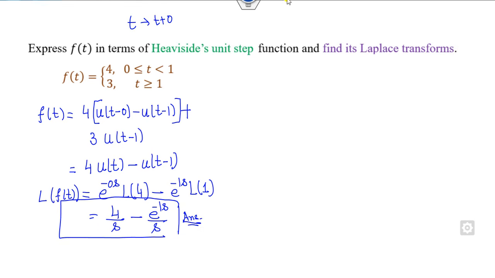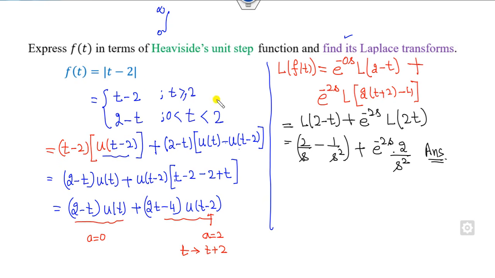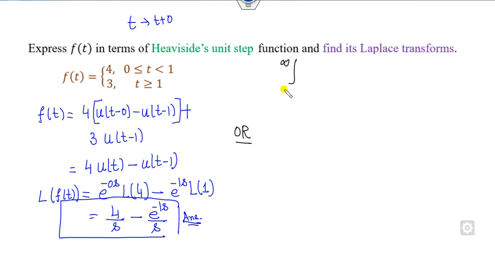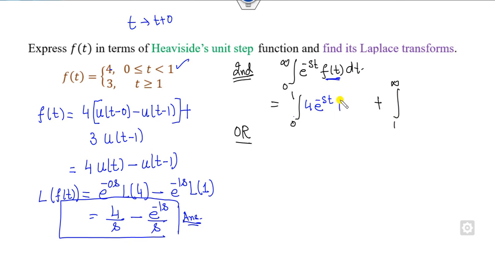Fine. You also know how you can solve this problem. There is one more method you can apply, by the definition. This is the second method. Fine. E raised to power minus s t dt. So I can break this interval from 0 to 1 and then from 1 to infinity. What is the value of f of t from 0 to 1? It is 4 e raised to power minus st.